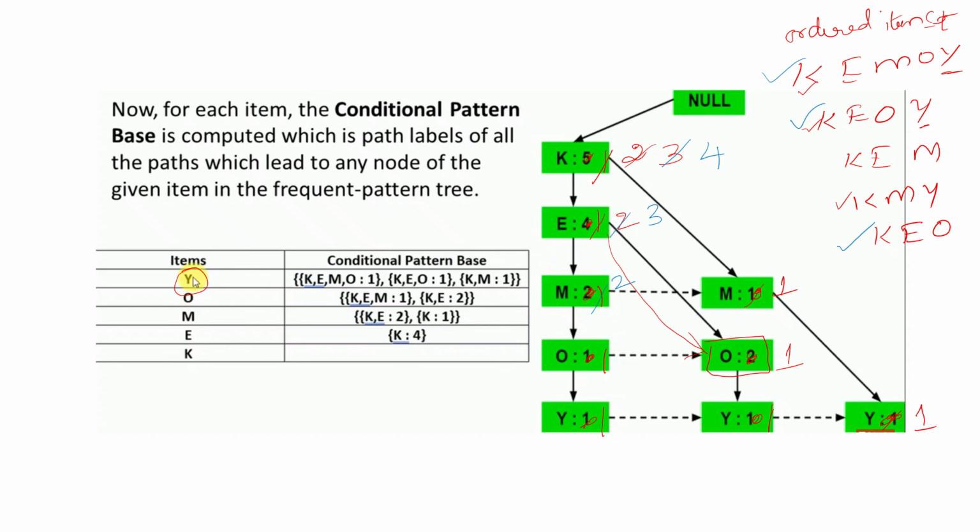Okay, the next one. Now we have KEOY. K already exists, so increase it by 1, so 5. Then not M, E. E is already there, so we increase it by 1, so it becomes 5. Then O. We don't have O directly after E, so we have to make one node and write this O. This is the O here. Y was 1, now it will become 2.